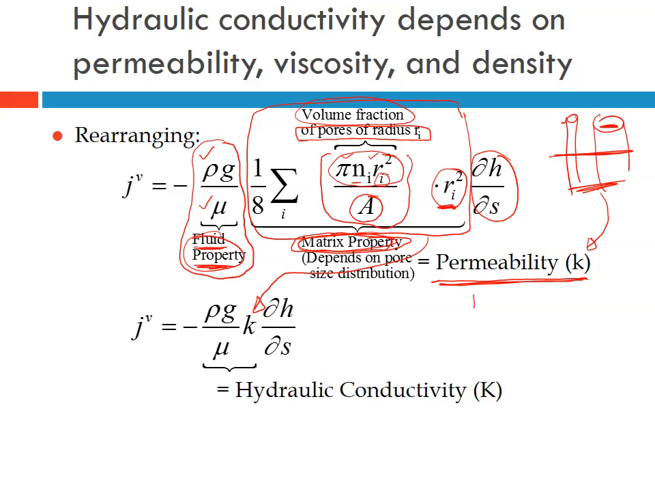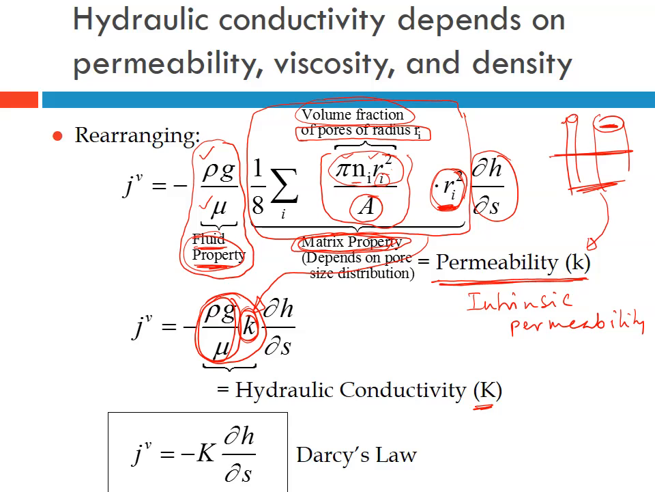So K, all the matrix-related factors together, is called the permeability. This is called the intrinsic permeability, and intrinsic permeability has the unit of meter square, because see, this part has no unit, so it's only Ri square. So this has a unit of meter square, and this is only a matrix factor, whereas the rest of it is fluid. Okay, but together then this is actually what we had, hydraulic conductivity, because the equation now can be written as this. So K is just made up of these two parts.